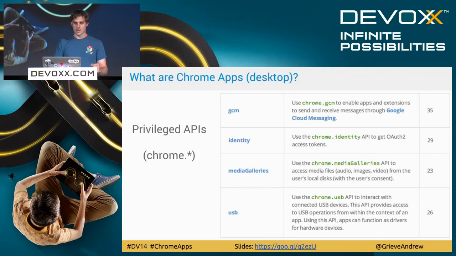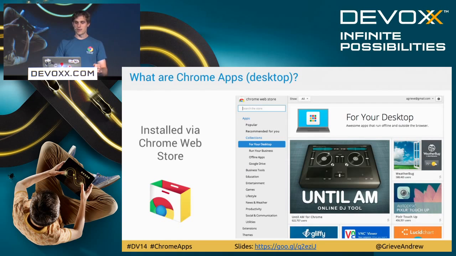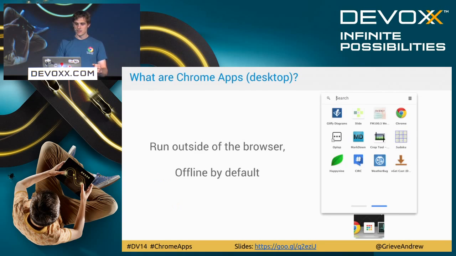And the neat thing about them is that they're able to use APIs that go over and above what is available in the open web, we say. Examples are Google Cloud Messaging or Identity, which lets you get a user's Google authentication token without having them type in their username and password. Talk to USB devices, that kind of thing. You install them from the web store. And a key piece of this is that they don't run in a browser tab, they run in their own window.